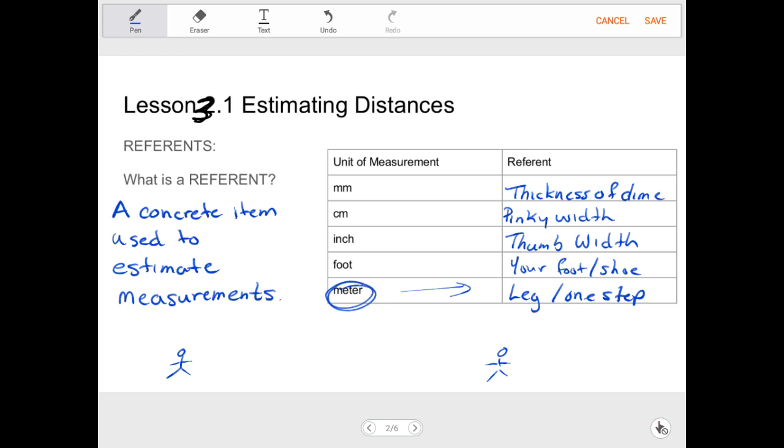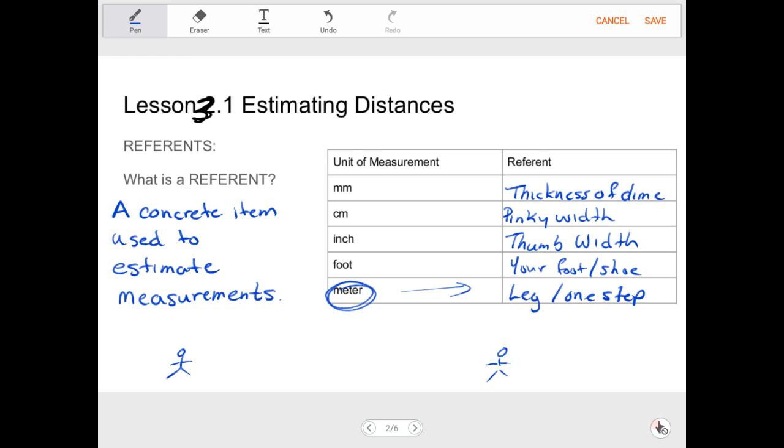So again, using a referent is something that we've been doing for years. Maybe you haven't used this term, but a referent is something you can touch, and it's something that you believe equates to a normal unit. So for example, if you took your shoe, a shoe is a concrete item. You can touch it. In your mind, you say, okay, my shoe is equal to 1 foot. Then you could take that shoe and measure with it and say, this distance took 3 of my shoes, so I estimate this distance is 3 feet. So a referent, we've used it all the time. Maybe you just haven't used the correct terminology or haven't been introduced to that.